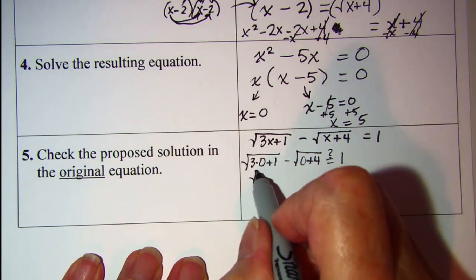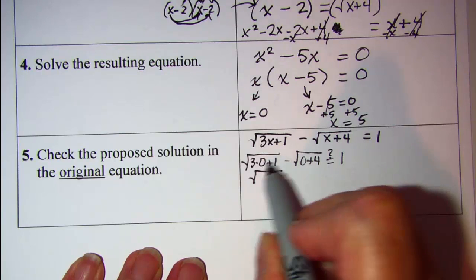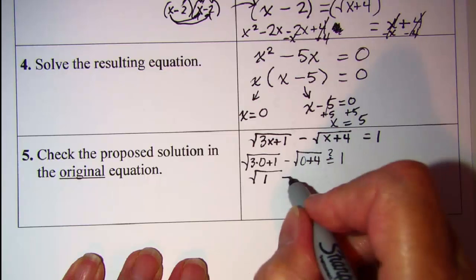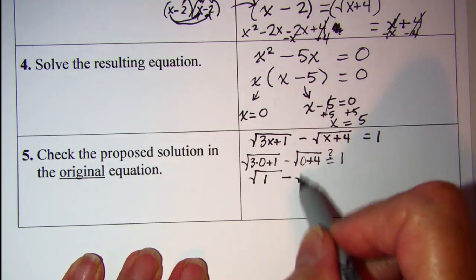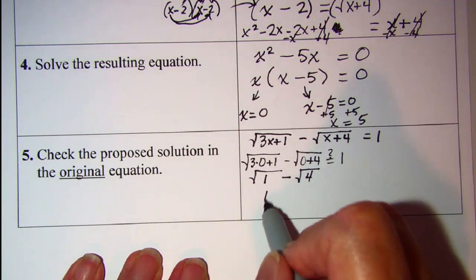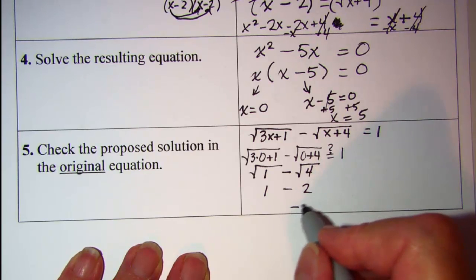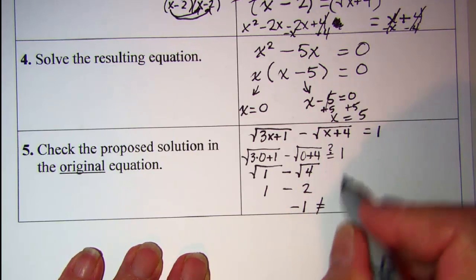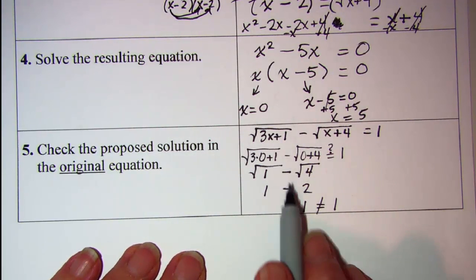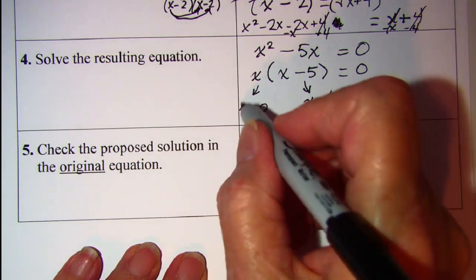This first term is 3 times 0 is 0, plus 1 is 1. So I have square root of 1, subtract, and this one is 0 plus 4 is 4, so 2. So I have 1 minus 2, and that is equal to negative 1, which is not 1. So 0, which is the number I was checking here, does not work.